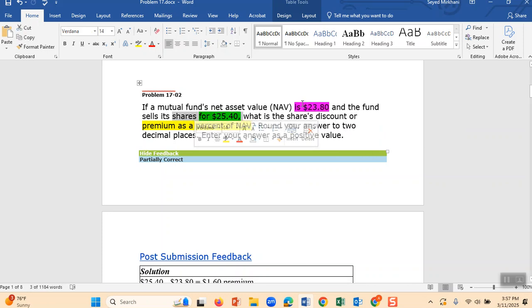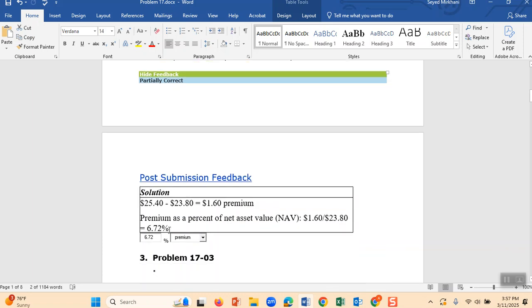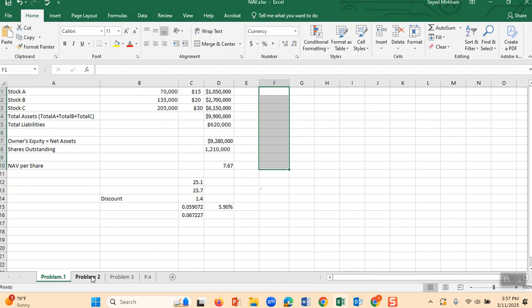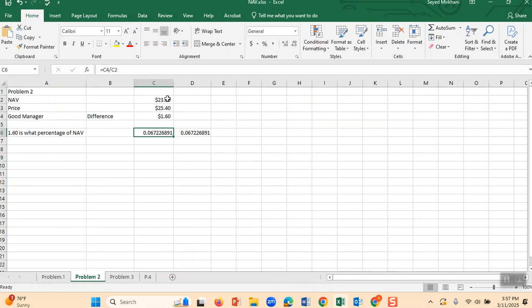They will say, okay, they'll buy it from you, but if you sell it for $22, in that case, you are selling it at a discount. How did I use Excel to do this calculation? I come here, and this is problem number 2. I said that the net asset value was $23. The price was $25.